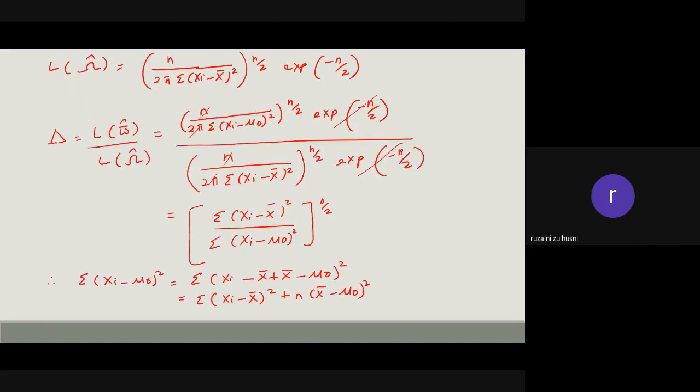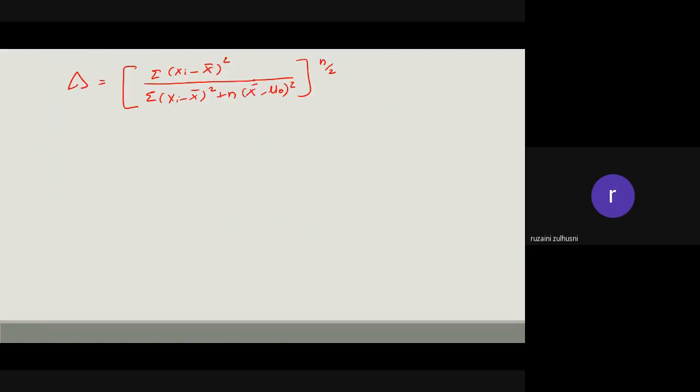Okay, next step. So we replace this one. Summation xi minus x bar square over summation xi minus x bar square plus n x bar minus mu naught square, all over n over 2. Yes, I replace it here. So you have summation xi minus x bar square over summation xi minus mu naught square, and I replace summation xi minus mu naught square by this equation. Okay, so I have this one.